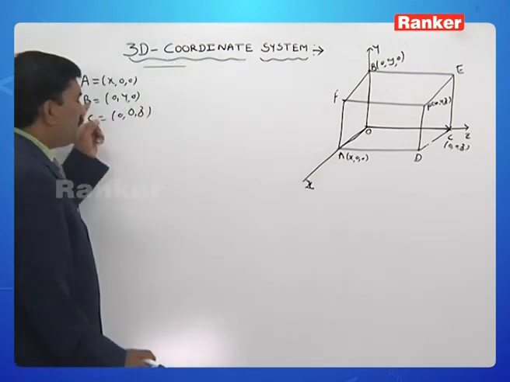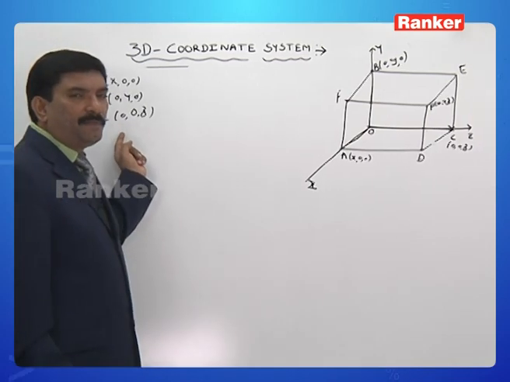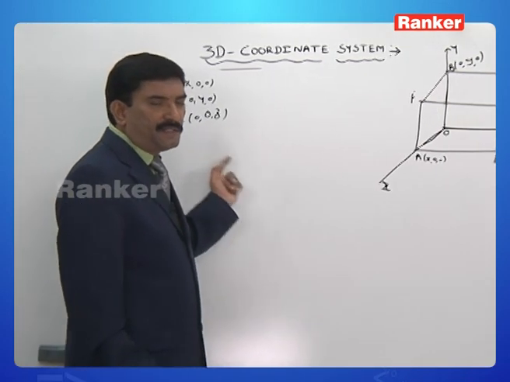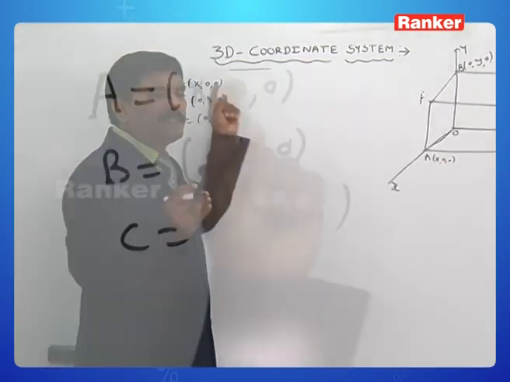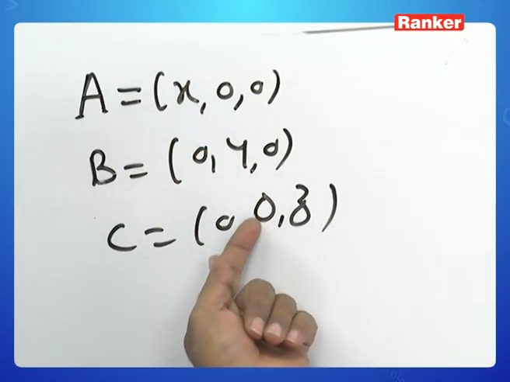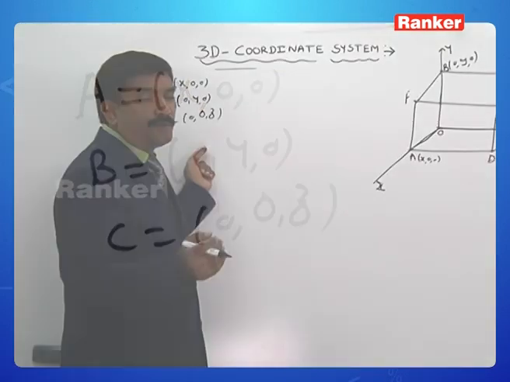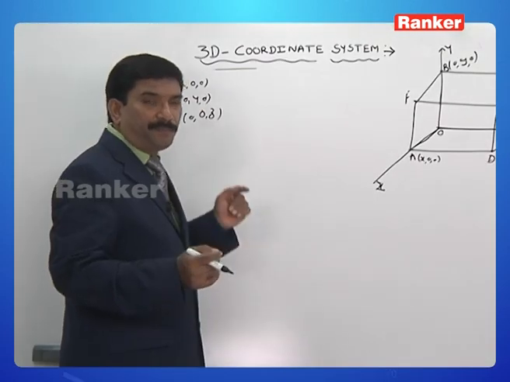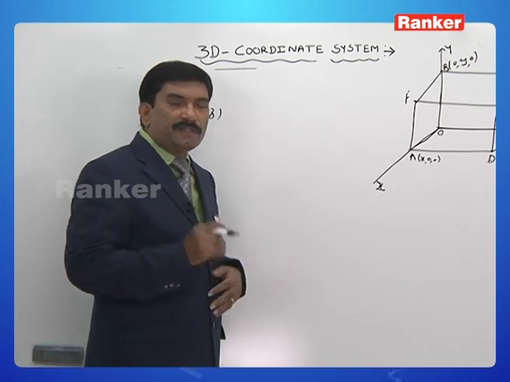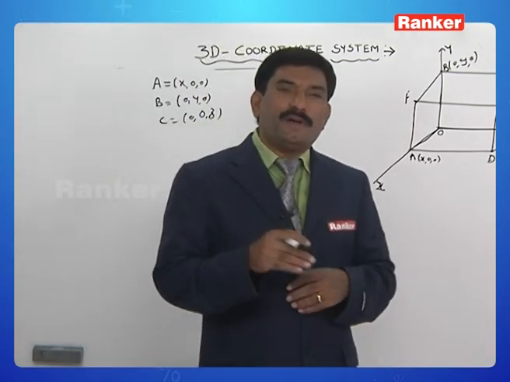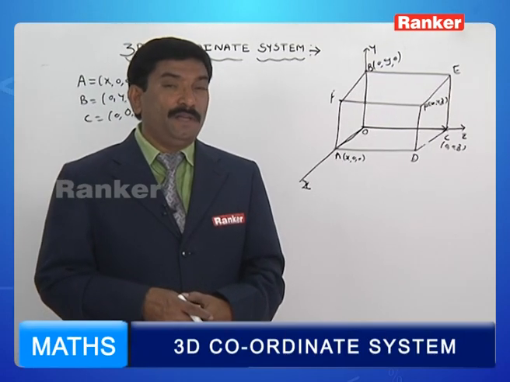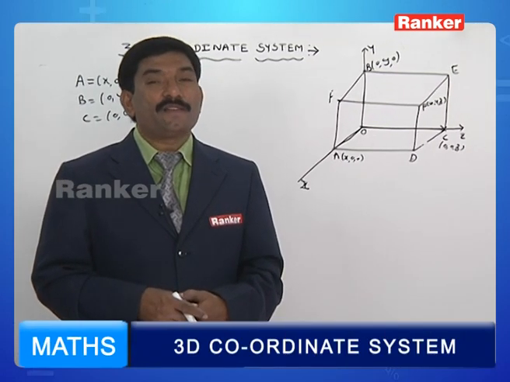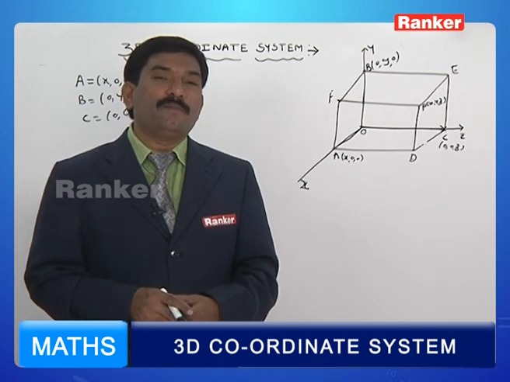Now what we call A, B, C are the feet of the perpendiculars on the x, y, z axes. Similarly, we can also call it the projection of P on the x-axis is A, the projection of P on the y-axis is B, the projection on the z-axis is C. Similarly, I can also go for the projection of P on the xy plane, yz plane, zx plane, let it be L, M, N.